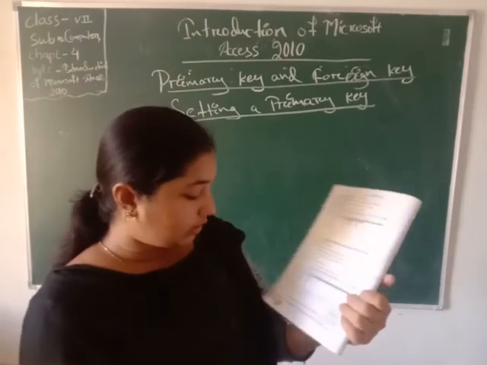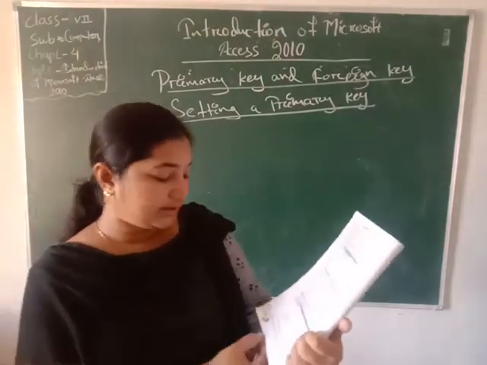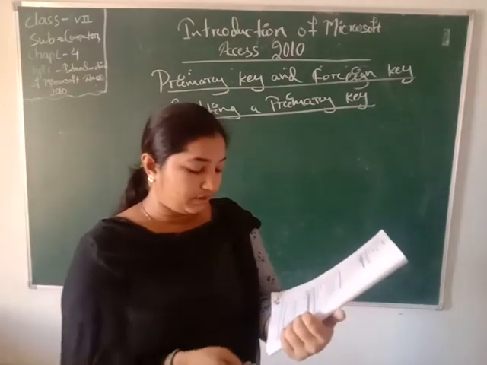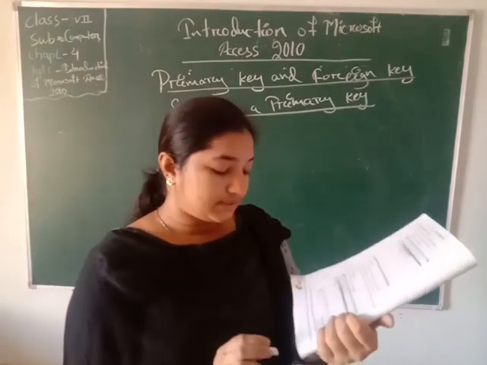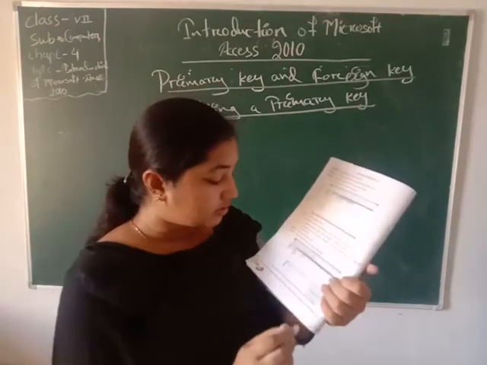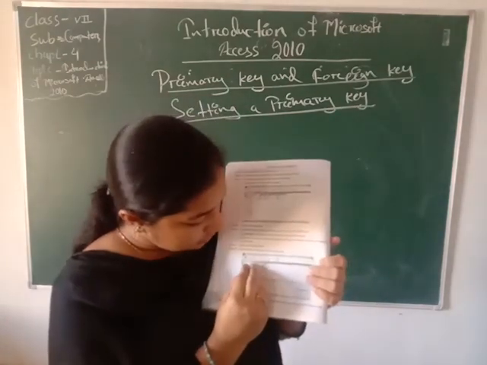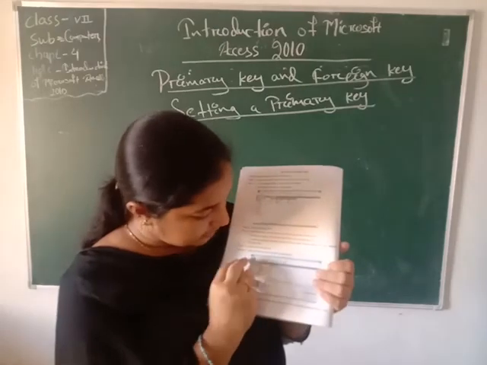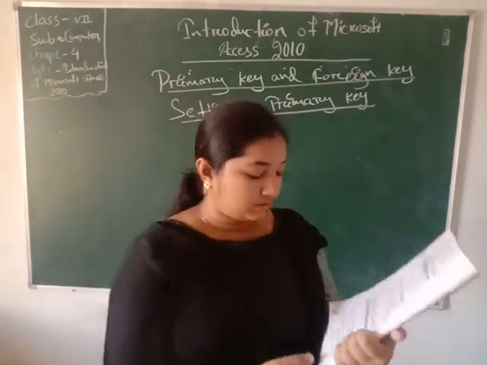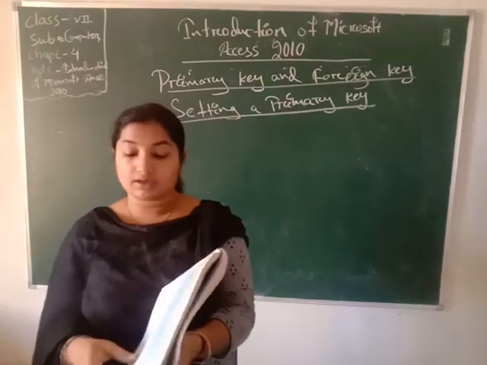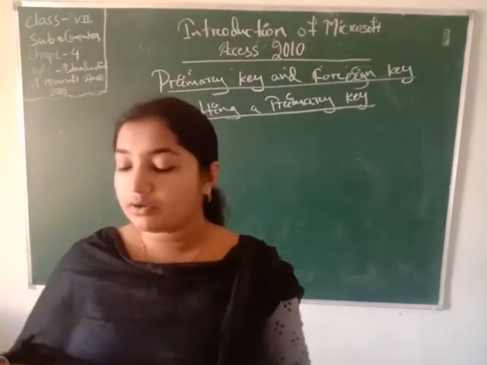After that, a key indicator is added to the left of the field or fields that you specify as primary key. So students, one small key will appear when we select a primary key. So it is added as a primary key. Students, this is all about your fourth chapter.